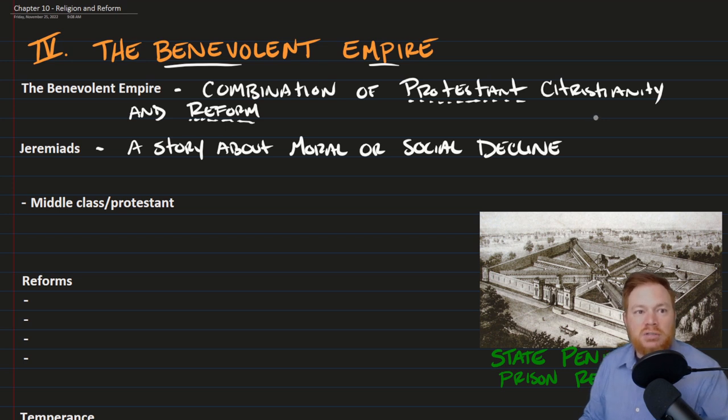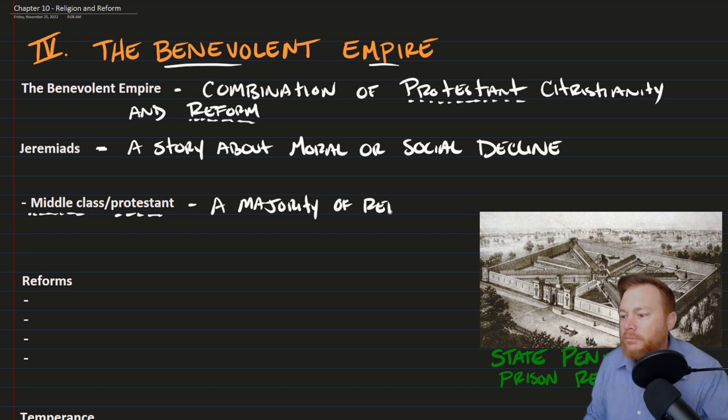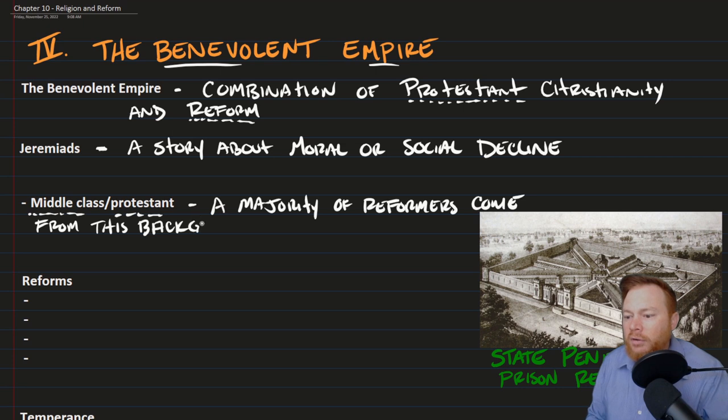And it's sort of this sense of impending doom, maybe, right? Unless one takes action. So when it comes to the various reform movements, this is not true exclusively, but it is true of the majority, that many of them are coming from this middle class Protestant background. We might just say a majority of reformers come from this background. Now, it's not the very rich, not the very, very poor, not so much a lot of the immigrant population. It's kind of this middle class Protestant.